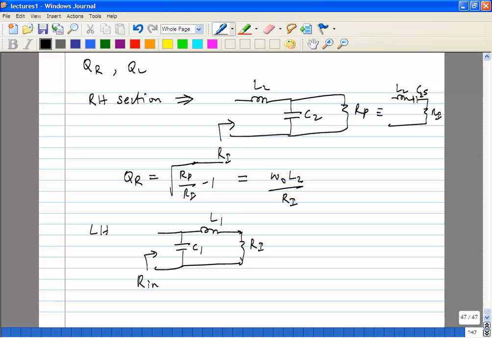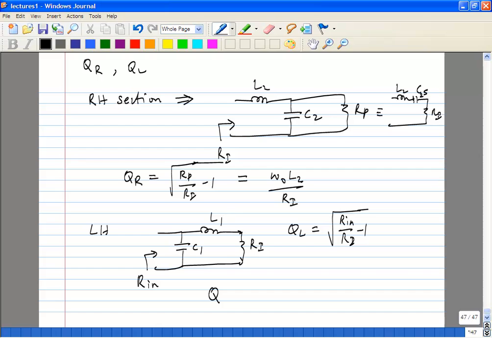Okay, so now you can define a Q left, which is, that right? Because in this case your Rn is a series component. When you convert it to a parallel RLC, your Rn will be larger than Ri. So in this case your Rn is your Rp, Ri is Rs. So your Q for the left side is root of Rn over Ri minus 1. Is that clear?